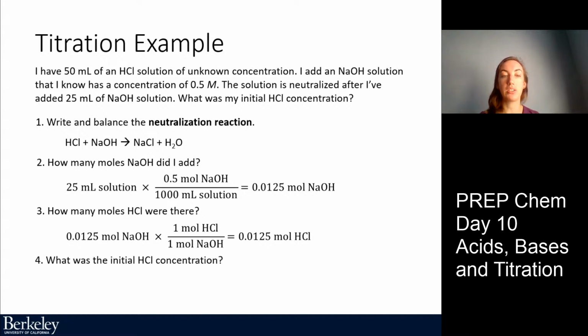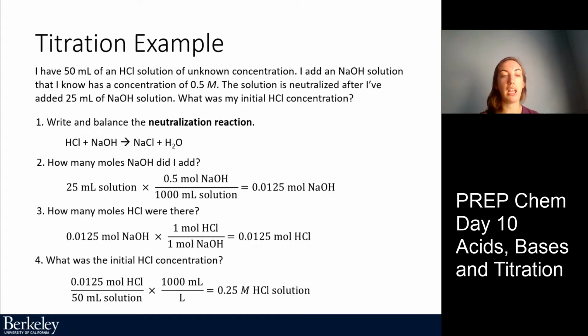And then the last thing I need to do is figure out what my initial HCl concentration was. So I know that I have 0.0125 moles of HCl. That's what I just figured out. I know that my initial volume was 50 milliliters, and then there's 1,000 milliliters per liter. So if I just multiply through, that gets me 0.25 molar. So that is the initial concentration of my HCl solution that I figured out by doing a titration.